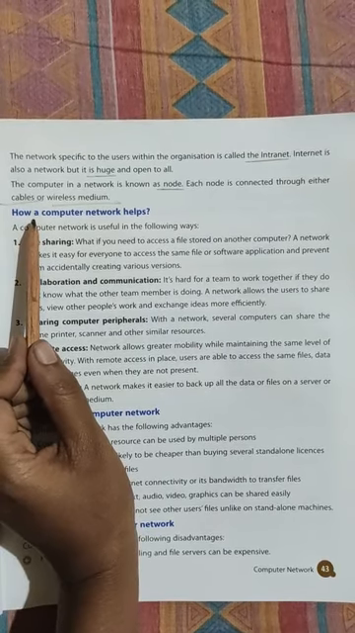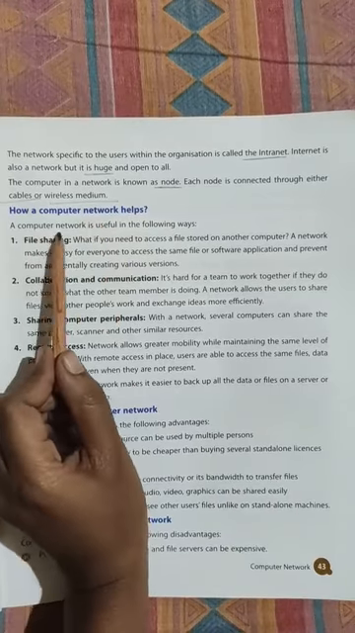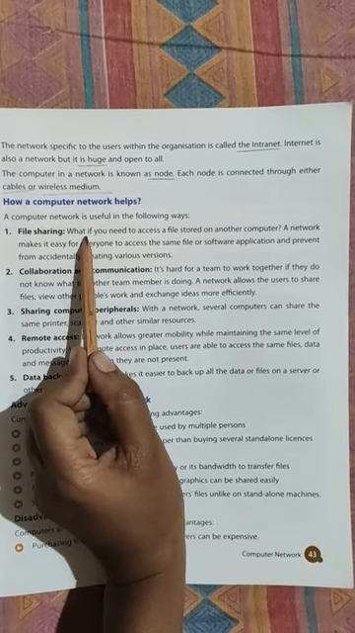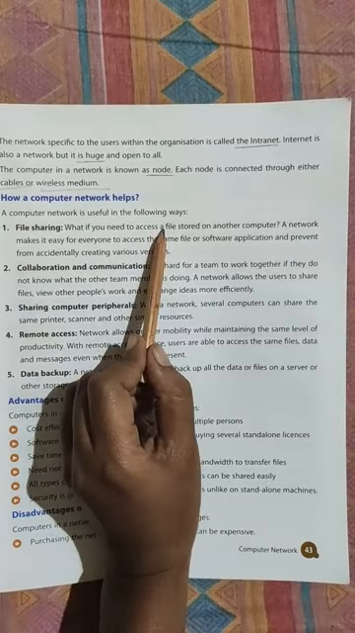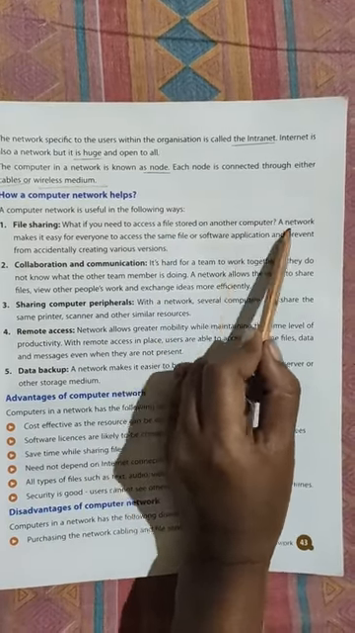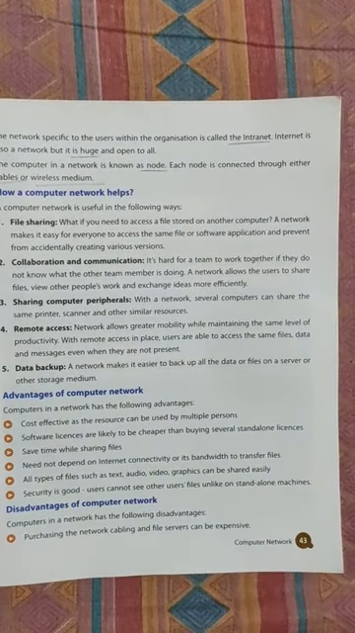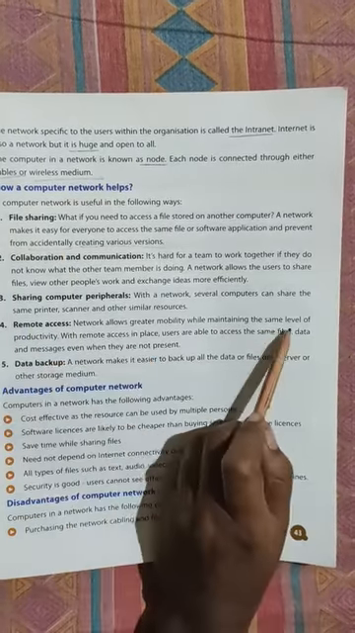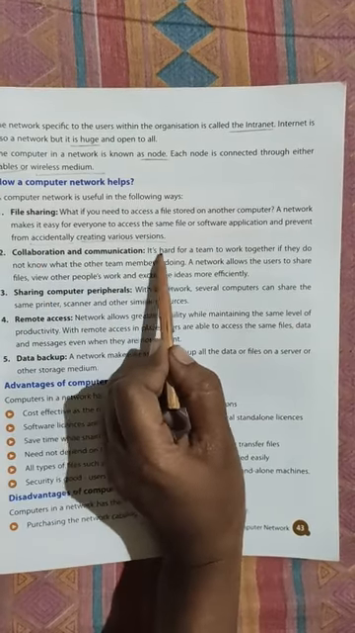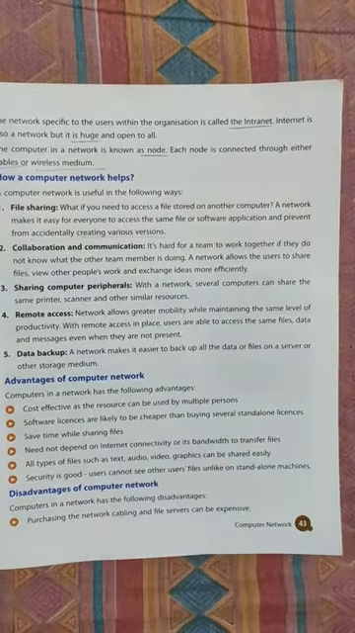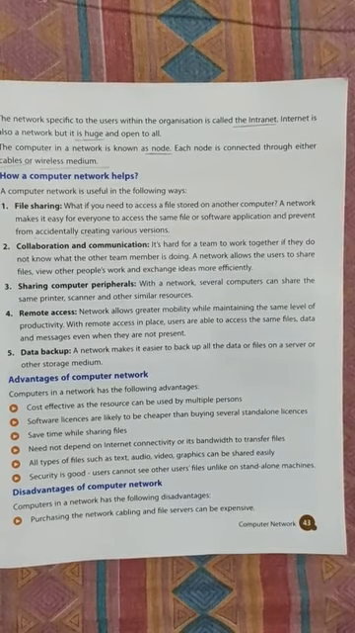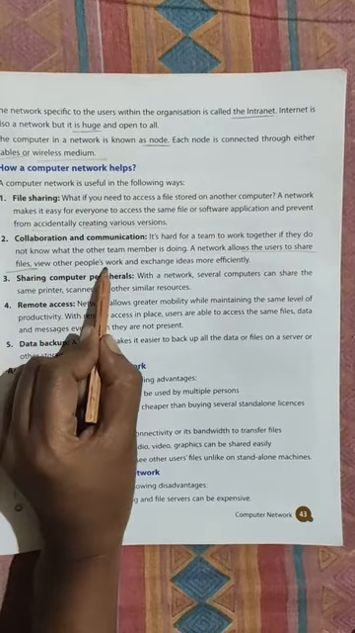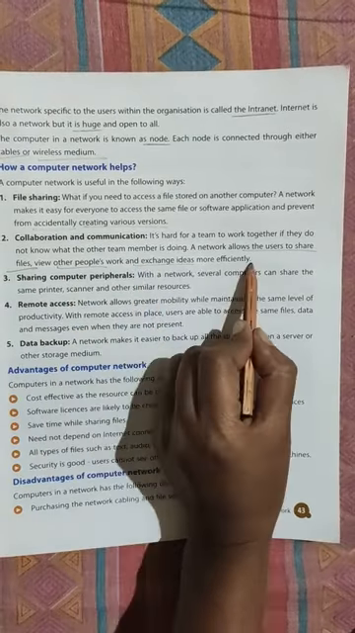Now we will learn how a computer network helps. A computer network is useful in the following ways. First is file sharing. What if you need to access a file stored on another computer? A network makes it easy for everyone to access the same file or software application and prevents accidentally creating various versions. Collaboration and communication: it's hard for a team to work together if they do not know what the other team member is doing. A network allows users to share files, view other people's work, and exchange ideas more efficiently.